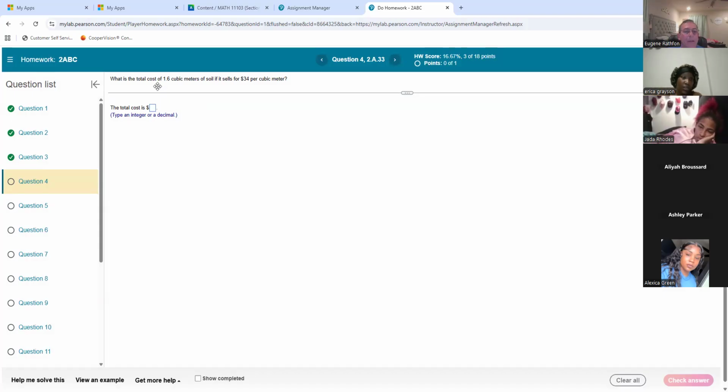What is the total cost of 1.6 cubic meters of soil if it sells for $34 per cubic meter? So are you multiplying or dividing that? Multiply. Okay, so it's 34 per cubic meter. Definitely, good job. You're going to multiply that. So y'all multiply 34 times 1.6.